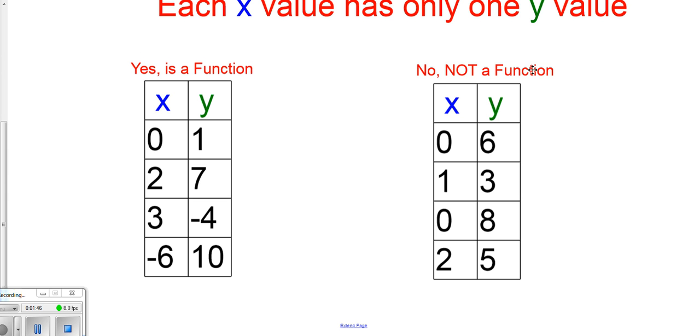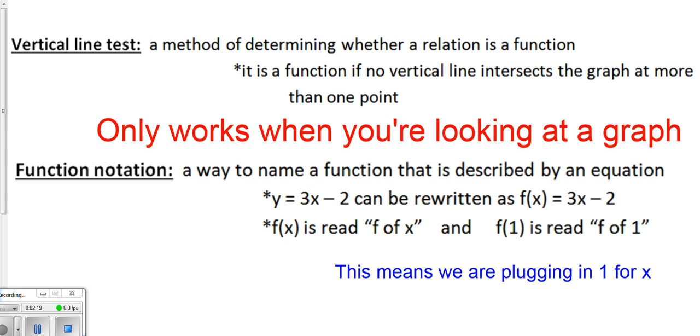If we look over at this example, we have, again, domain x, range y. We have the points (0, 6), (1, 3), (0, 8), (2, 5). If you'll notice, though, 0 happens twice. We have two x values giving us different y values. We have a 6 and an 8. So this one is not a function because x happens twice, giving us different y values. So that's what we mean by a function. Again, it's just a kind of relation.